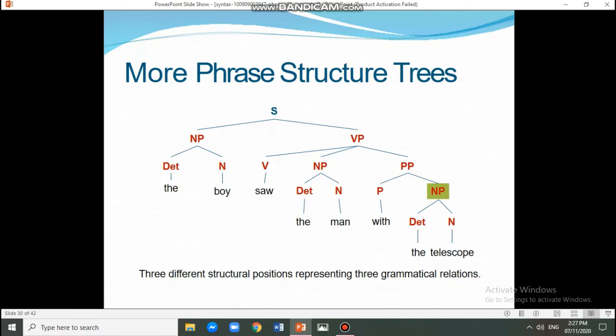So let's have another example. We have the sentence, a noun phrase, and a verb phrase. First here we have the determiner and the noun, the boy. And we have a verb phrase. Let's break it down to verb, a noun phrase, and a prepositional phrase. The verb is saw. The noun phrase is determiner, then the noun, the man, and the prepositional phrase, which we break down into preposition, with, and another noun phrase, which is determiner and the noun, the telescope. The boy saw the man with the telescope.